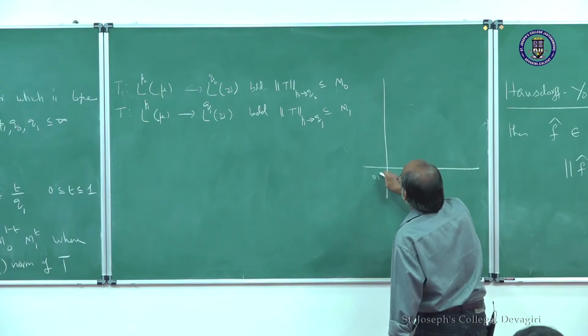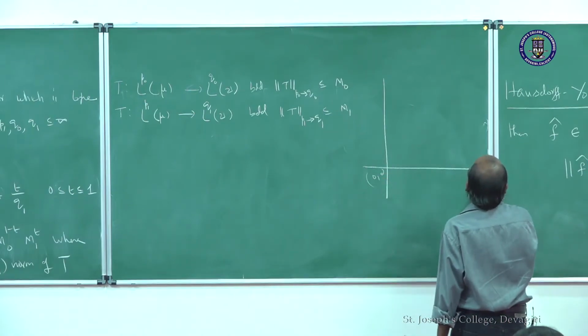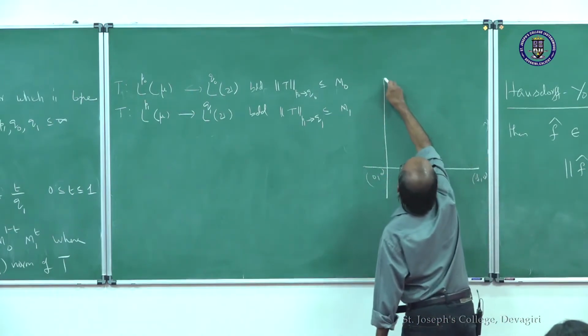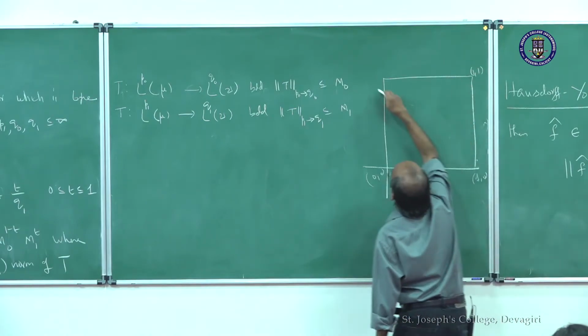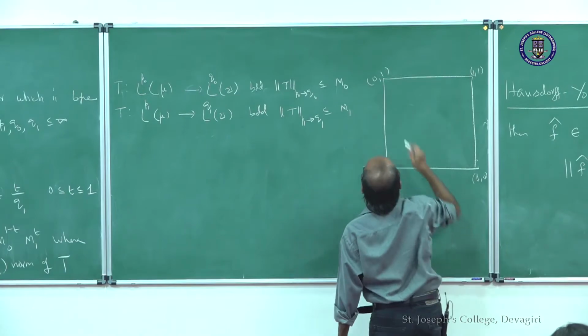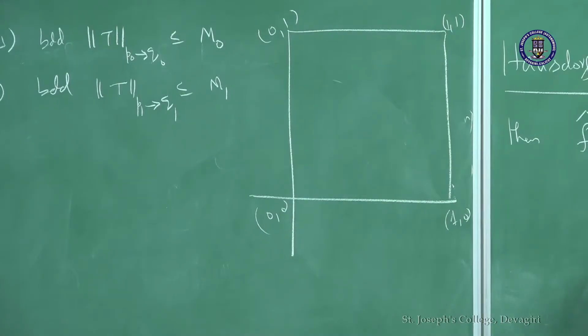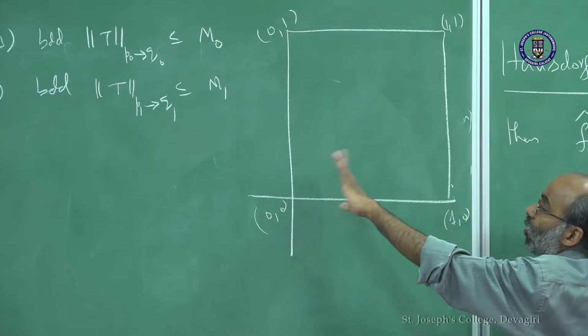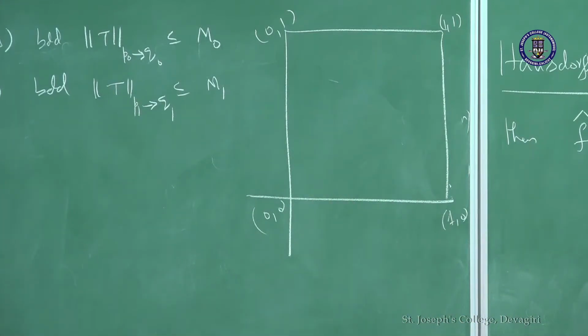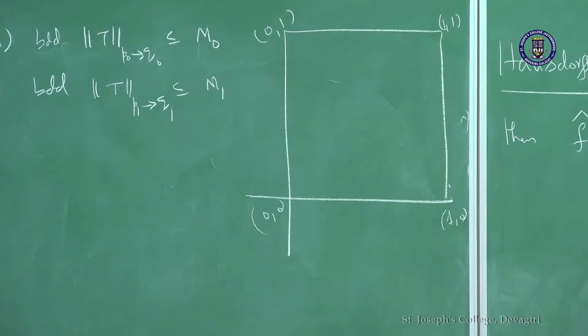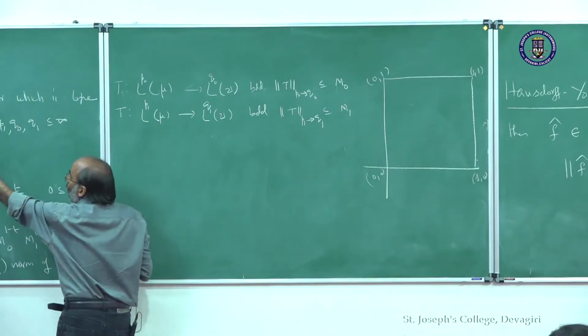So, this is (0, 0), okay. So, let us say this is (1, 0). So, I have this square, this is (1, 1), (0, 1), okay. So, this is the square for 1/p, 1/q. Remember everything is between 1 and infinity. So, 1/p and 1/q will be between 0 and 1, right.